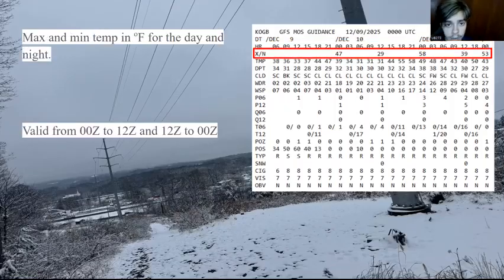Next row, XN, X slash N. It could be N slash X if you have, this is a case of MAV. We could have a case of MEX. But regardless, it's self-explanatory to know that this is the max and minimum temperature in Fahrenheit for the day and the night. So we can see 47, then down to 29, high of 58, low of 39, then 53.